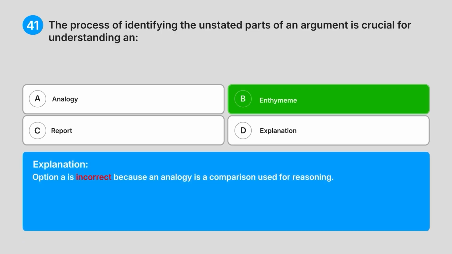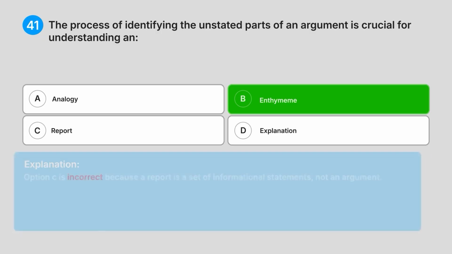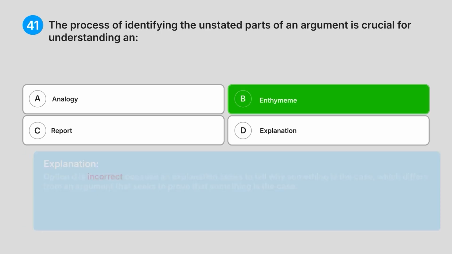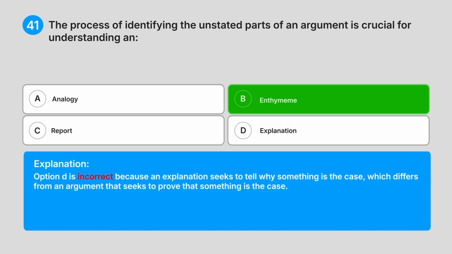Option A is incorrect because an analogy is a comparison used for reasoning. Option C is incorrect because a report is a set of informational statements, not an argument. Option D is incorrect because an explanation seeks to tell why something is the case, which differs from an argument that seeks to prove that something is the case.